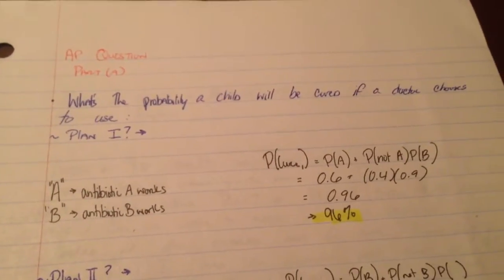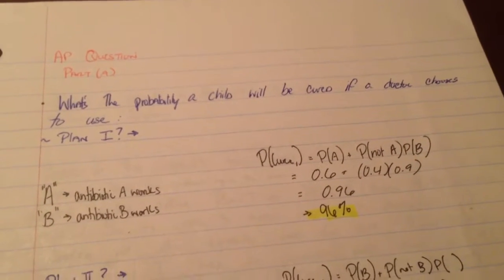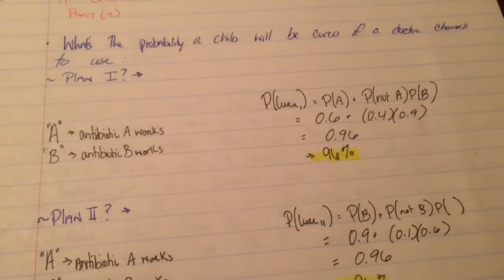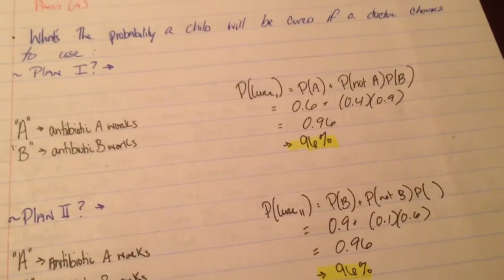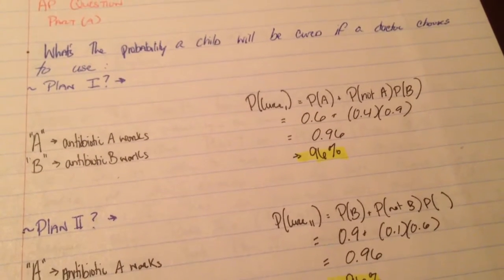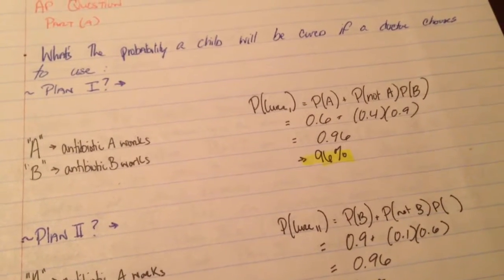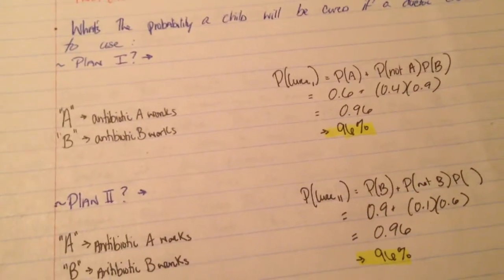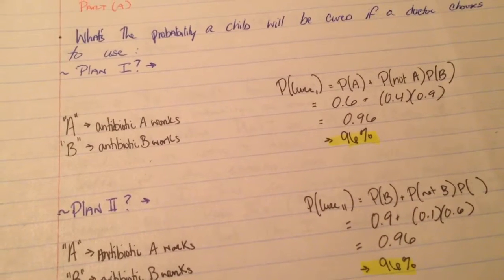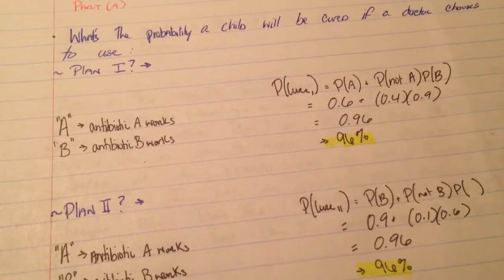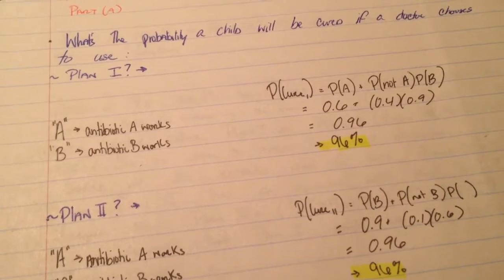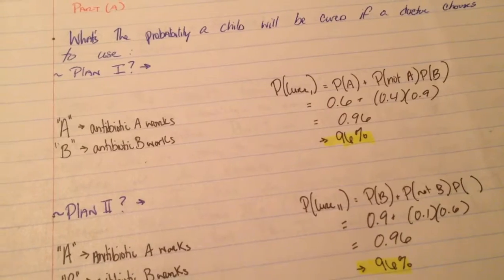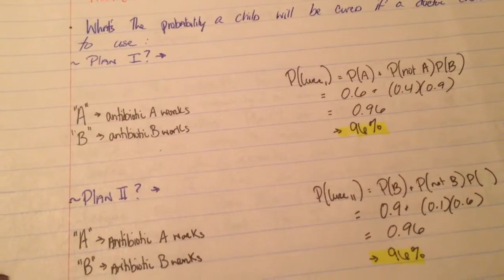Part A of this question wants to know what's the probability that a child will be cured if a doctor chooses plan 1 or 2. So for the first part, plan 1, use this formula over here. P(cure) equals P(A) plus the probability that it's not A times the probability of B. So what I did for this was I took the probability of A, which is 60% that it works, 0.6, plus the probability that it's not A, 0.4, times the probability of B, which is 0.9, which altogether equals 0.96, or 96%.